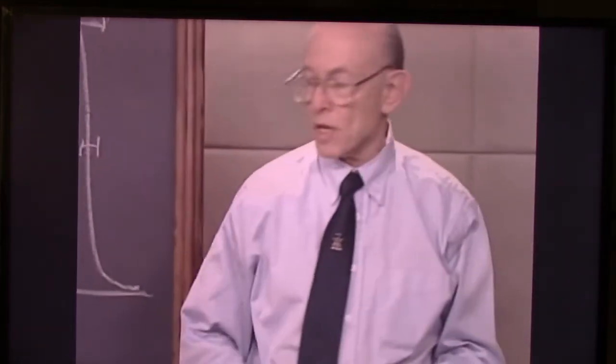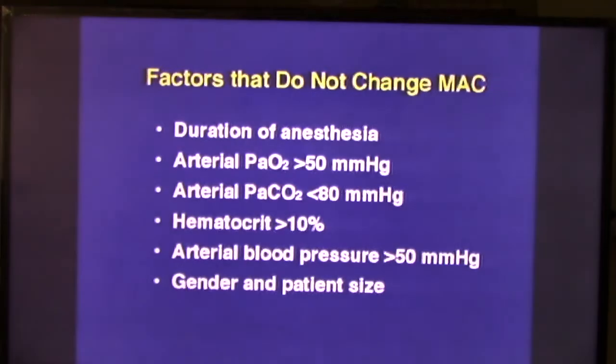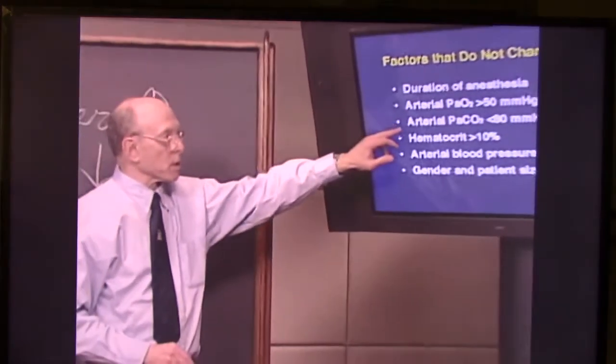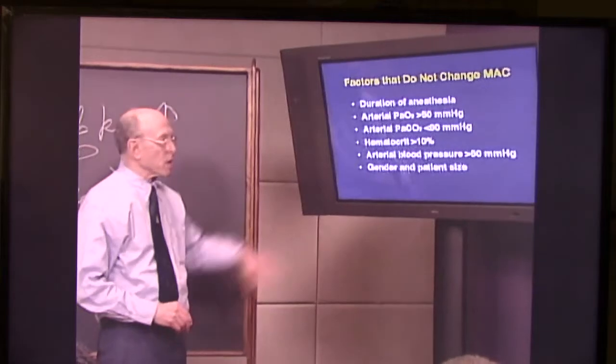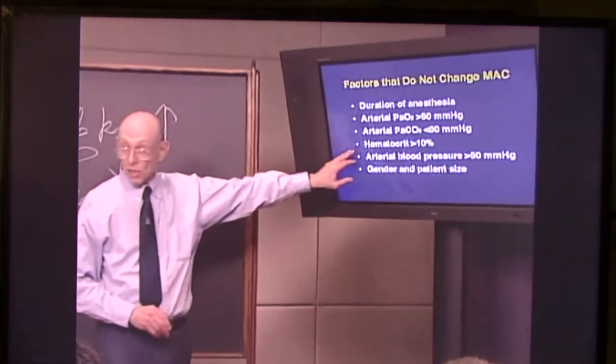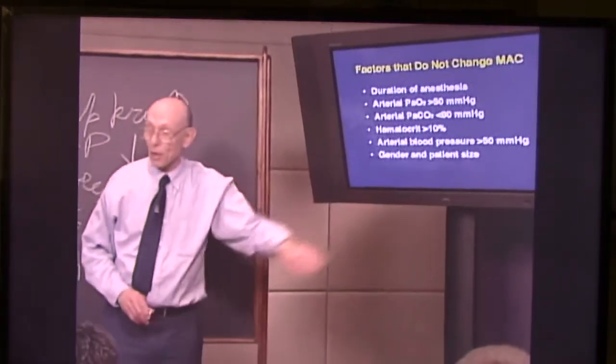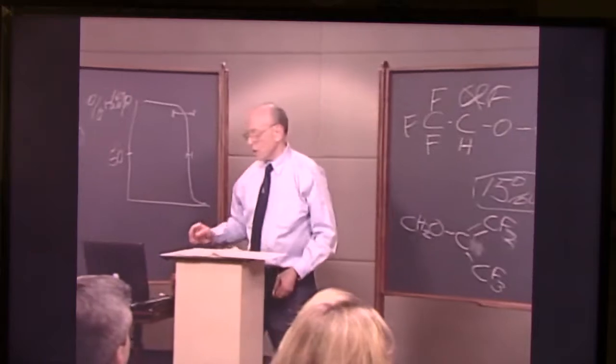So here's an extension of that list. As long as you keep physiological factors reasonably normal, there's no change in MAC. Arterial PaCO2 above 50 millimeters of mercury, or PCO2 less than 80 millimeters of mercury, or a hematocrit that's greater than 10%, allows you to get down pretty low without changing MAC. Blood pressure above 50 millimeters of mercury doesn't change MAC.